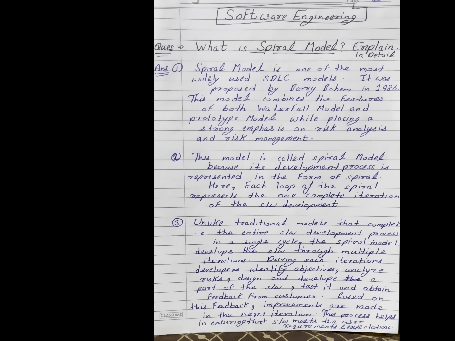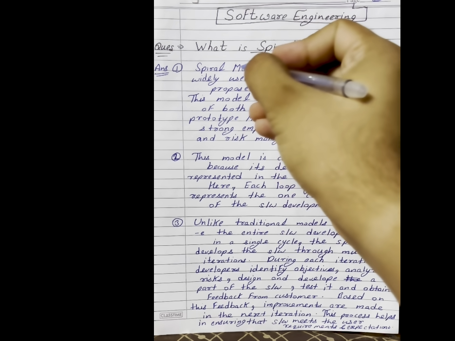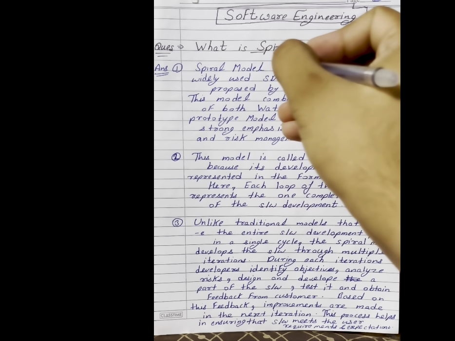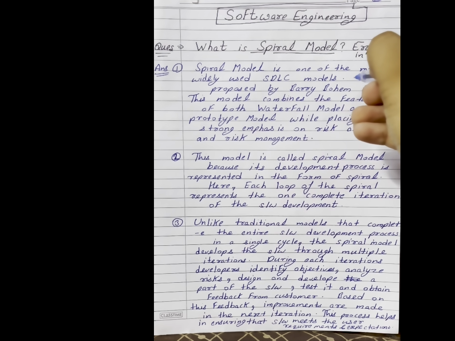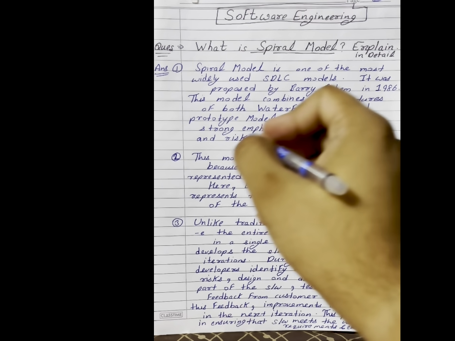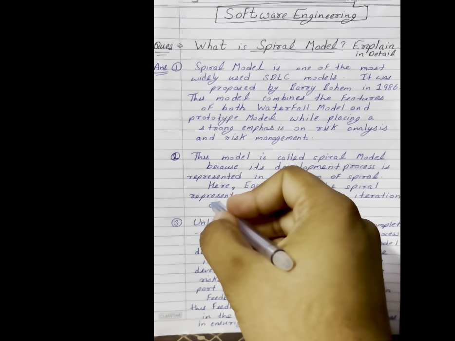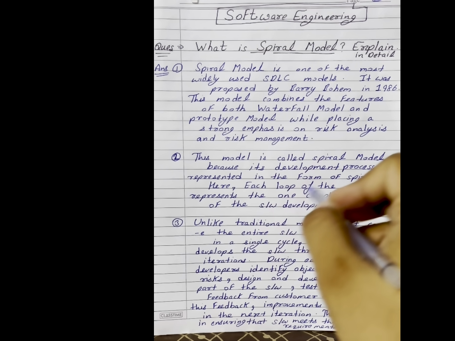Spiral model is one of the most widely used SDLC, which means software development lifecycle models. It was proposed by Barry Boehm in 1986, and this model combines the features of both waterfall model and prototype model while placing a strong emphasis on risk analysis and risk management. This model is called spiral model because its development process is represented in the form of a spiral, and here each loop of the spiral represents one complete iteration, or you can say phase of the software development.